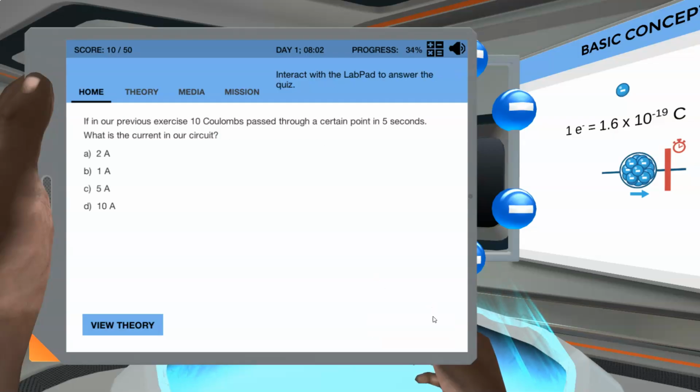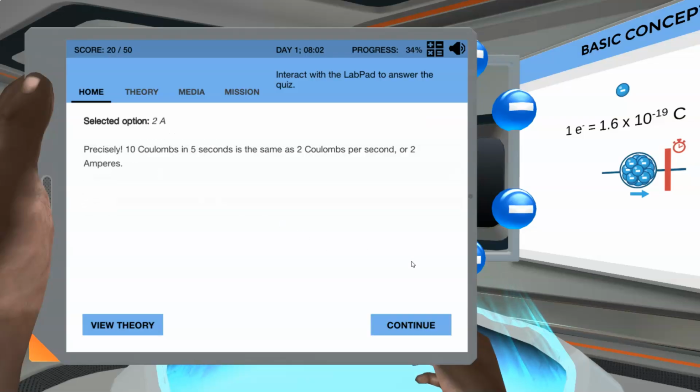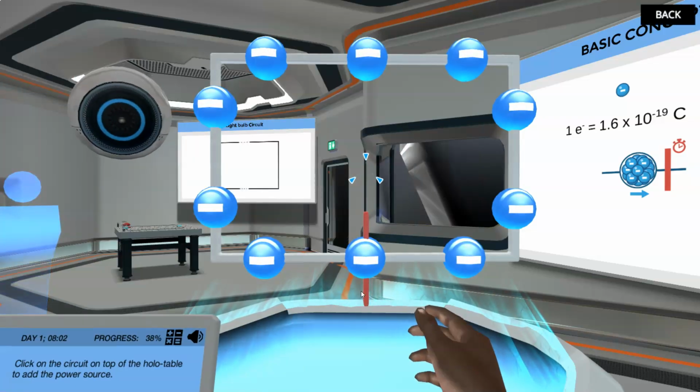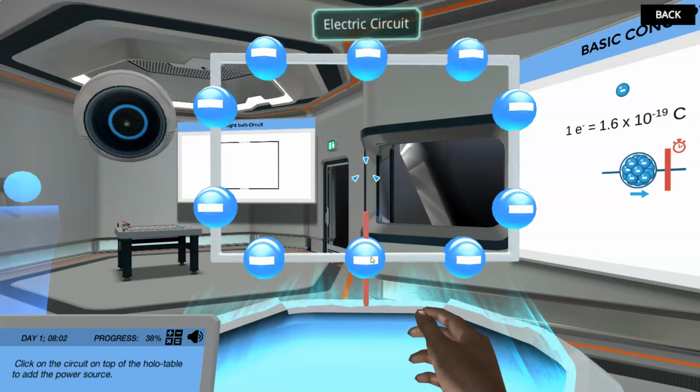If in our previous exercise 10 coulombs passed through a certain point in 5 seconds, what is the current in our circuit? Precisely, 10 coulombs in 5 seconds is the same as 2 coulombs per second, or 2 amperes. Well, actually, we won't ever have electric current unless we have a power source. Click on the circuit on top of the hollow table to add the power source.